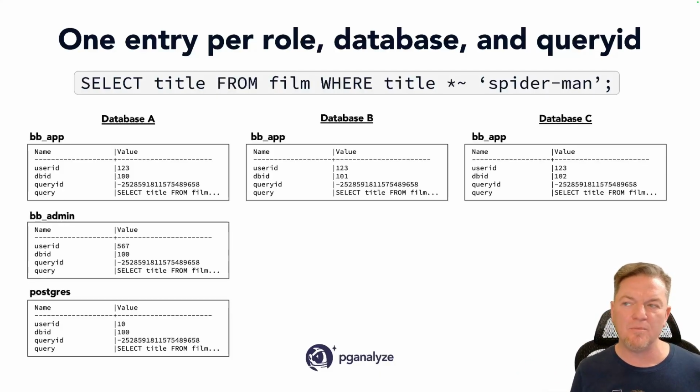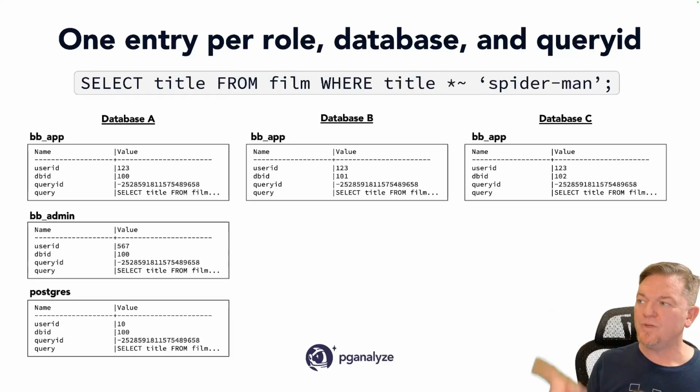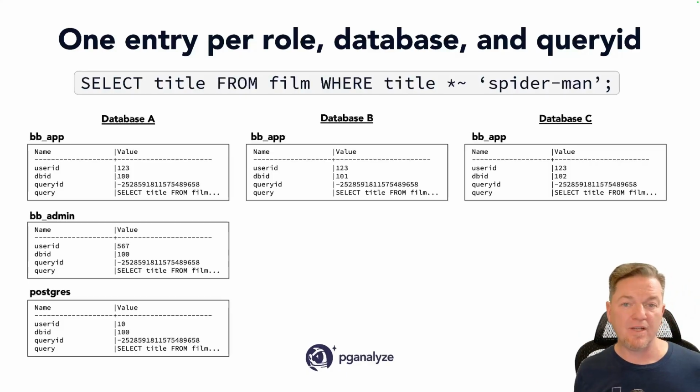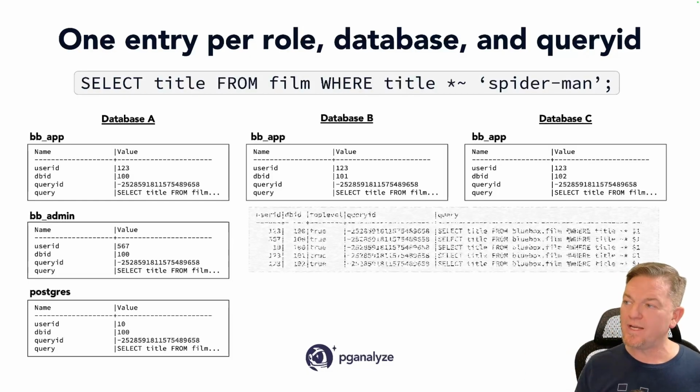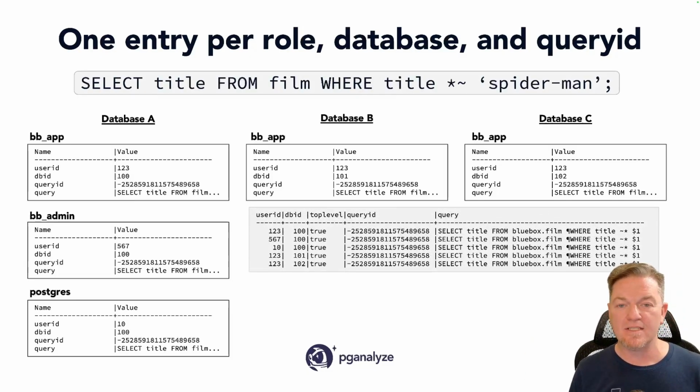Select title from film with a where clause. Now, if I were to run that query on a database with 3 different users, I would get 3 different entries in pg_stat_statements. And let's say I'm hosting my clients' databases. Each individual client gets their own database. Otherwise, it's the exact same structure. And as the application user, I run that query in each of those databases. Well, then I'll also get additional entries for each database. So in this quick example, I get 5 entries in pg_stat_statements.